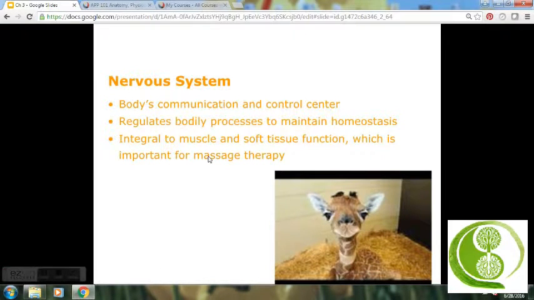Okay, welcome back. Today's lecture for APP 101 will be the nervous system. The nervous system is the body's communication and control center. It regulates bodily processes to maintain homeostasis, and it's integral to massage and soft tissue function, which is why it's important for massage therapy for us to understand it.